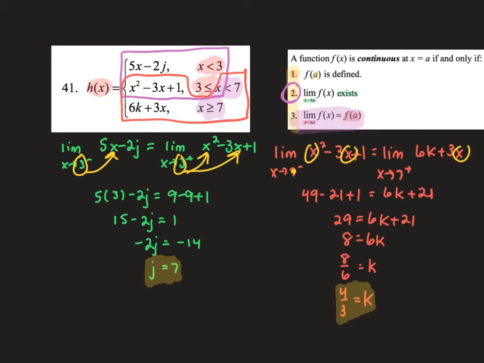So this question was nice because j and k didn't depend on one another. I could solve for each one of them separately.